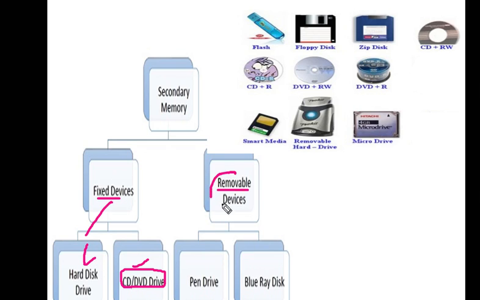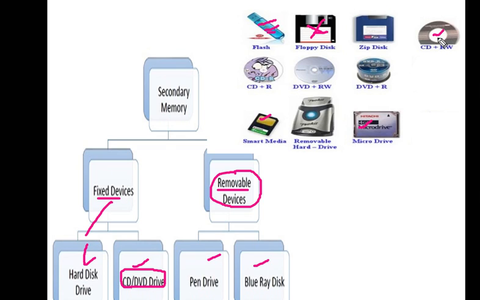Then what about removable devices? Removable devices are pen drive or Blu-ray disc. See, these are removable devices. Pen drive, floppy disk. These days nobody uses floppy disks, only pen drive or smart card, then micro card they are using, and CD reader and writer.